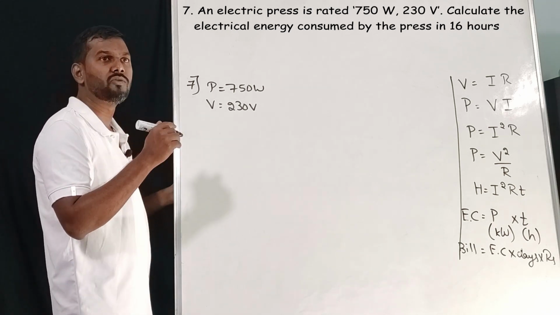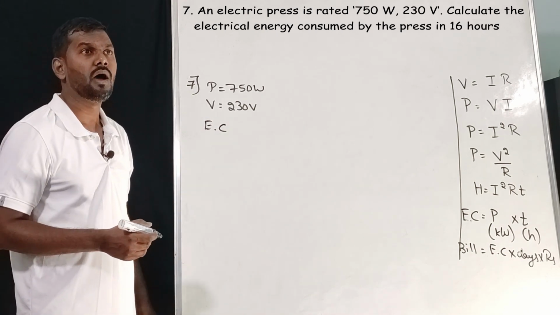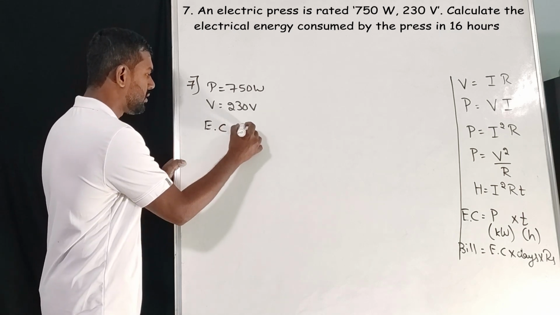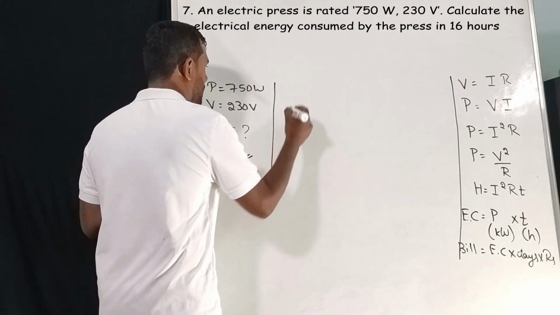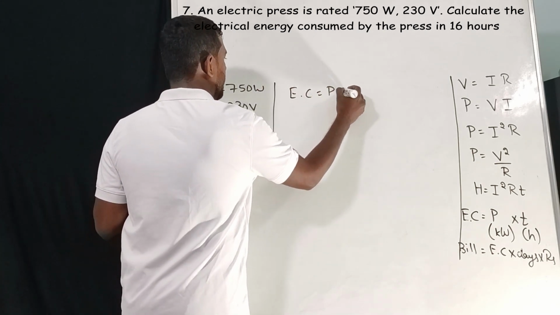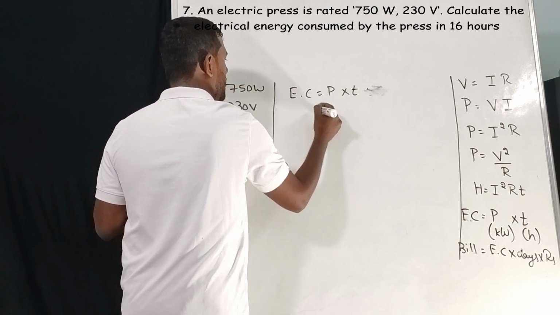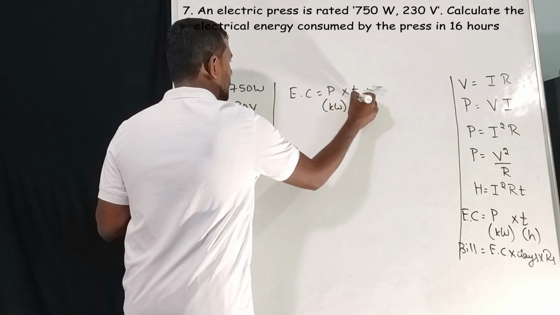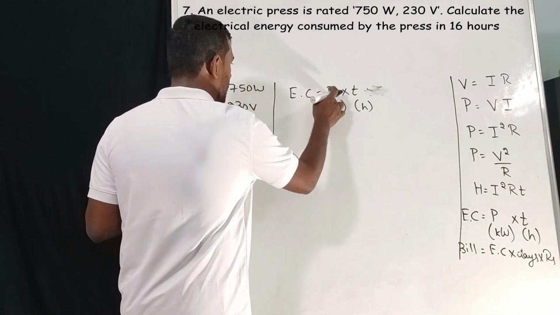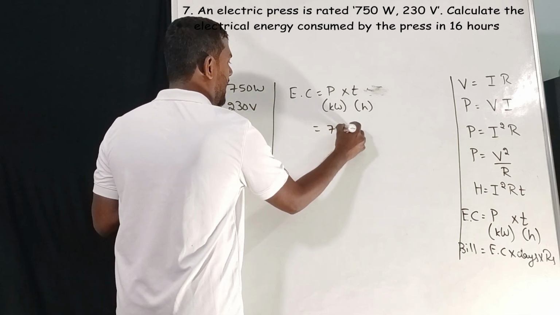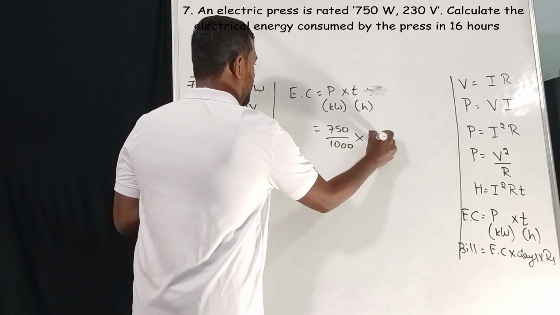Now we need to calculate the energy consumption by the press in 16 hours. Time is given as 16 hours. So now we'll apply the formula. EC is equal to P into time. The number of days is not given, assume it as 1, so no need to write it. P should be in terms of kilowatt and time should be in terms of hours only when we are calculating the energy consumption. Okay, power is 750, that is in watt, converted into kilowatt divided by 1000 into time, that is nothing but 16 hours.